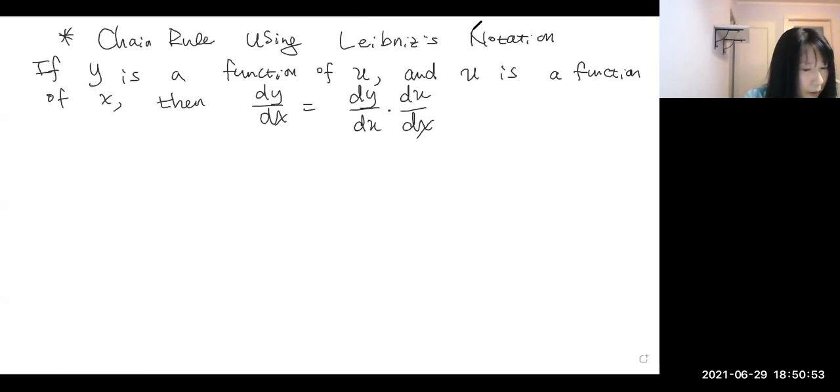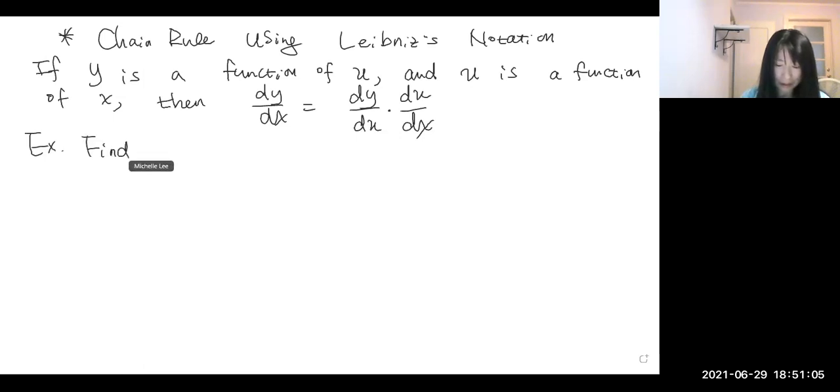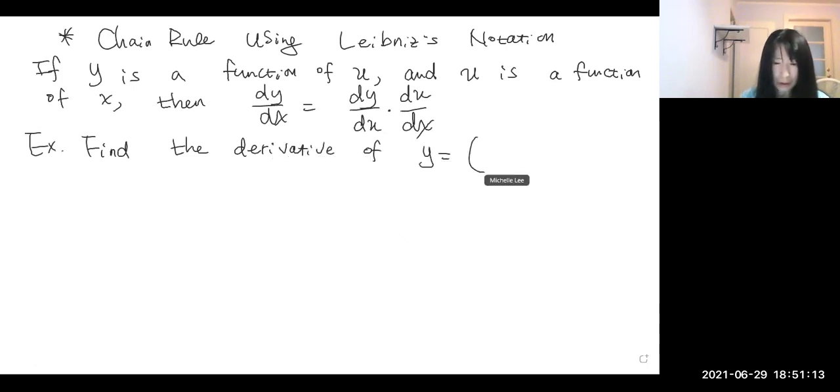This one, the fraction form is better. Let us do one problem. Find the derivative of y equal to x over 3x plus 2 to the 5th power.